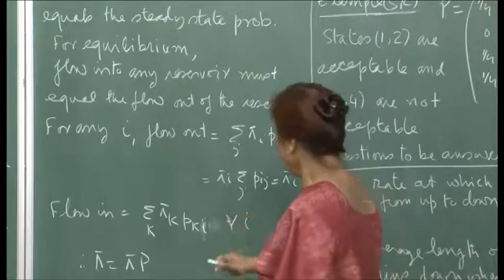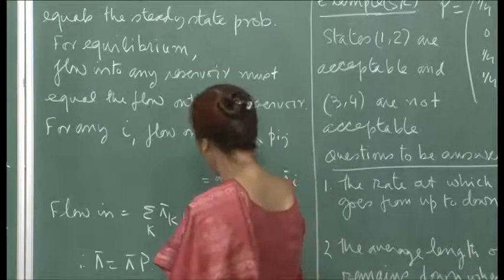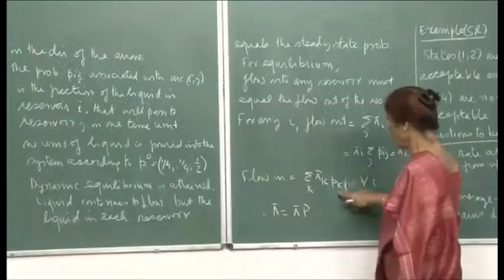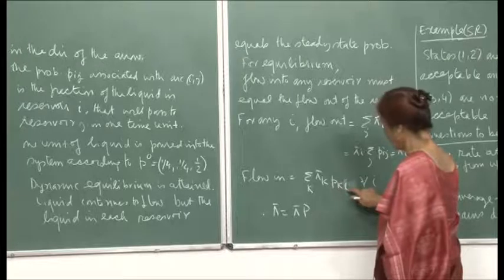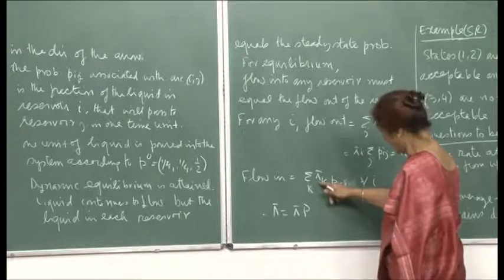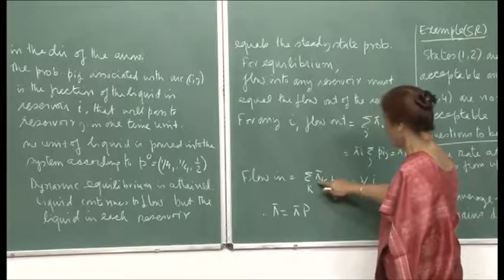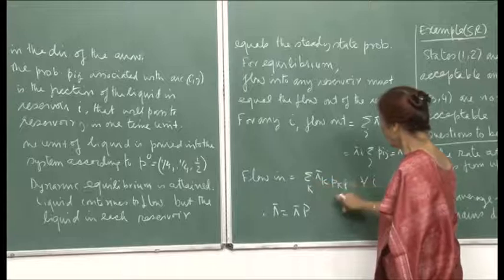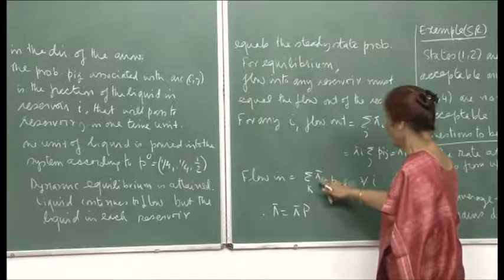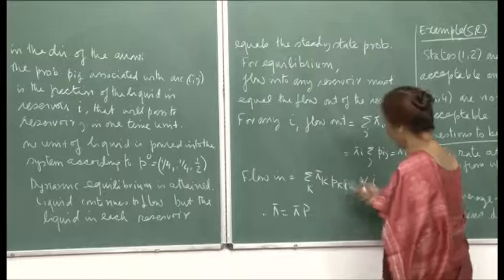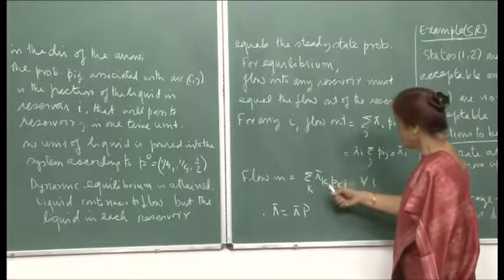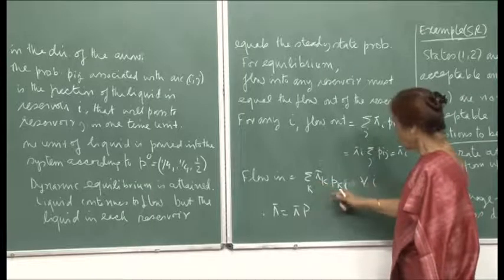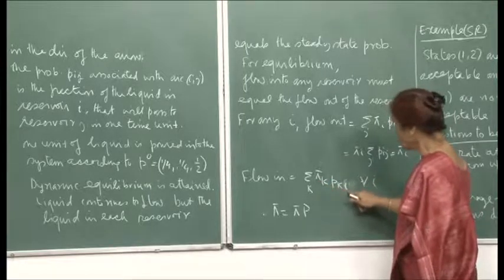And the flow in from other reservoirs, that will be pi k into p k i, right. The flow is coming from the kth reservoir to the ith reservoir. And this is the probability of being in the kth reservoir. So, this is sigma pi k p k i. Well, okay, I am talking of probabilities, but here we are saying this is the amount that is there in the kth reservoir, and so this is the fraction which is going to i.